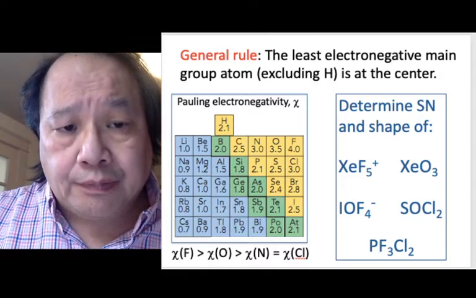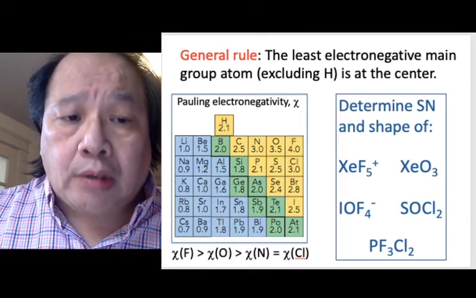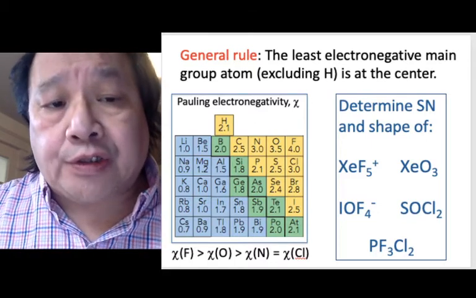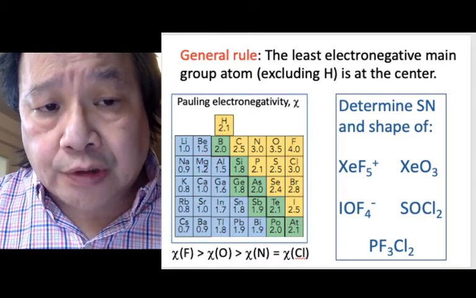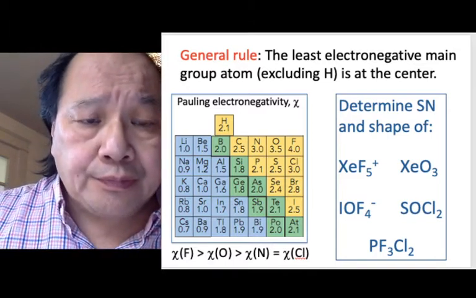Put it in chat. Axial atoms are more electronegative. So in PF3Cl2, 2 of the fluorines are axial, and the third fluorine therefore has to go equatorial.